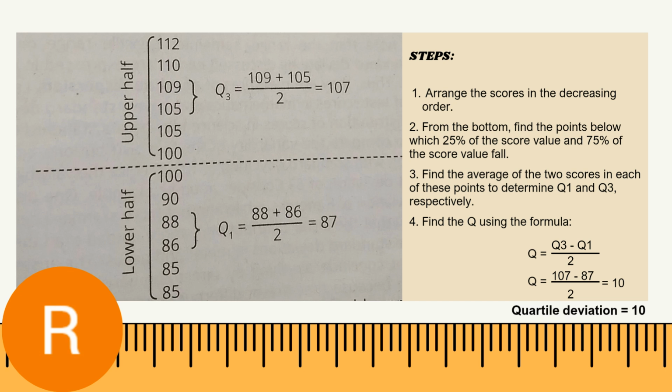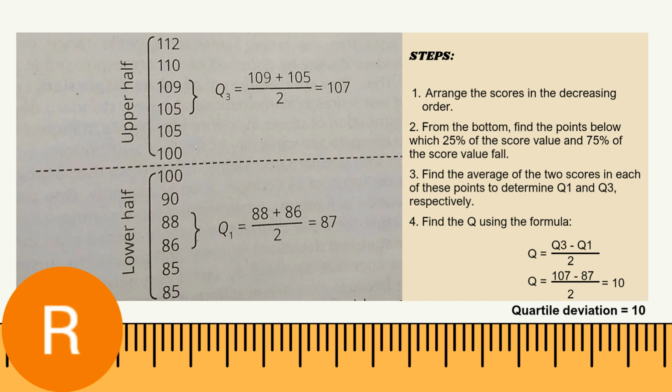So to find quartile 1, we need to take the scores from the lower half, which are 88 and 86. So quartile 1 is equal to 88 plus 86 divided by 2, which is equal to 87. So quartile 1 is equal to 87.